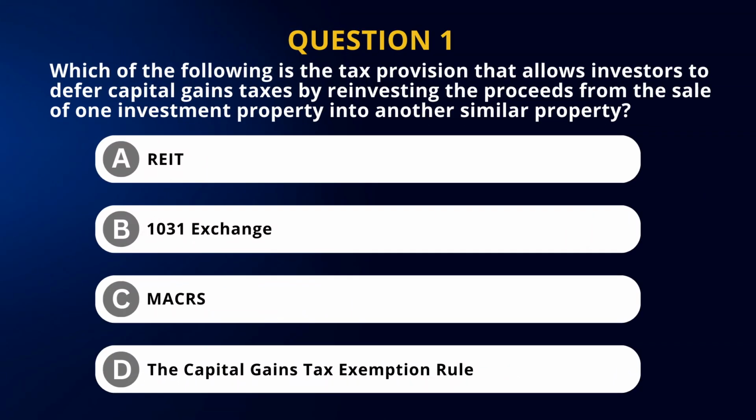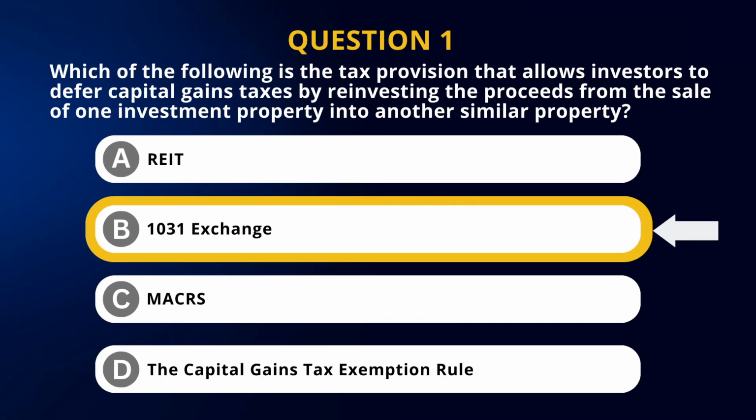All right, question number 1. Which of the following is the tax provision that allows investors to defer capital gains taxes by reinvesting the proceeds from the sale of one investment property into another similar property? Letter A, REIT. Letter B, 1031 exchange. Letter C, MACRS. Letter D, the capital gains tax exemption rule. And the answer is letter B, 1031 exchange.